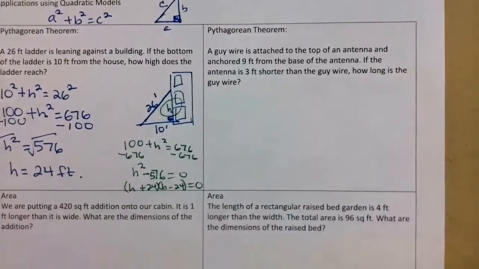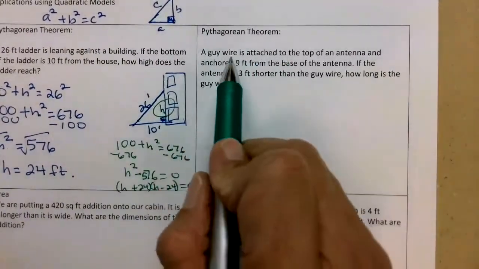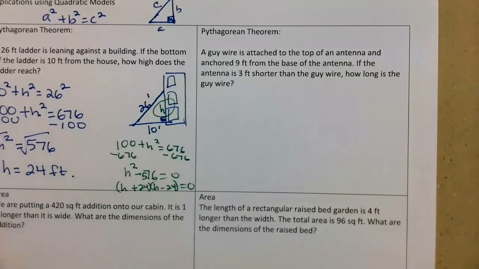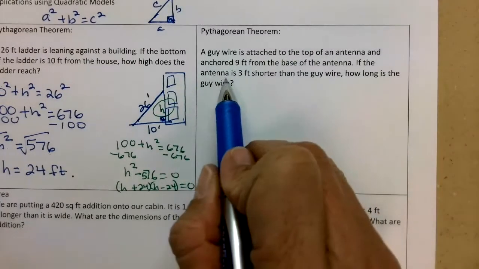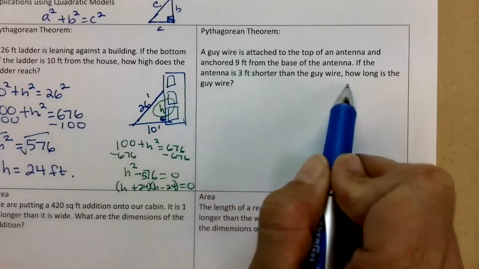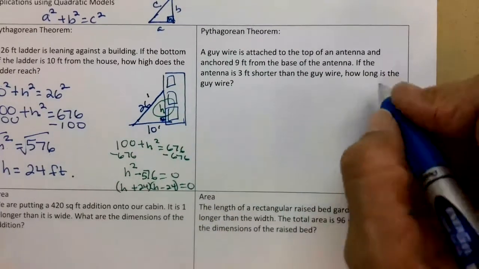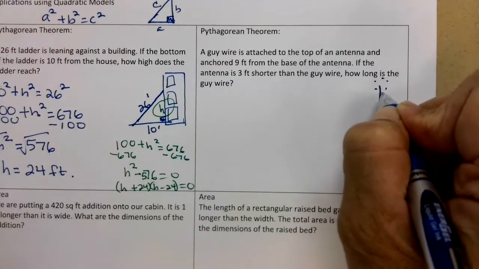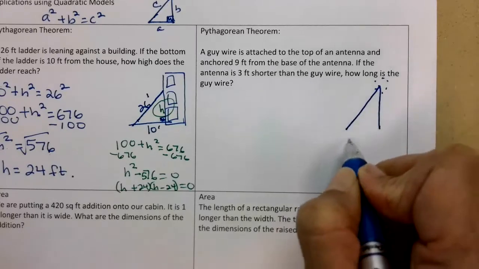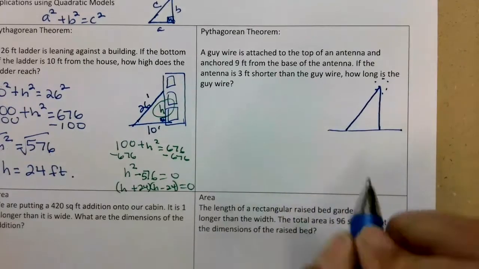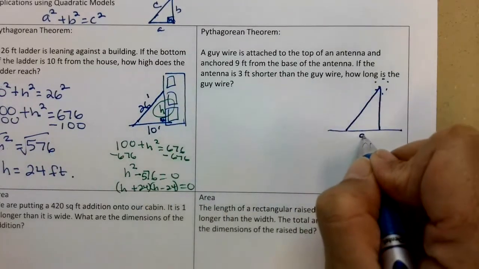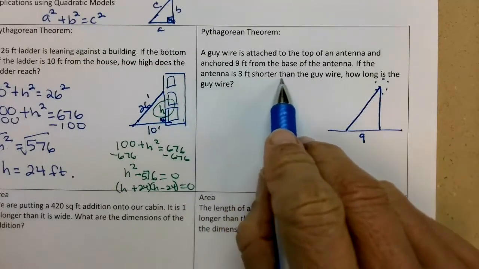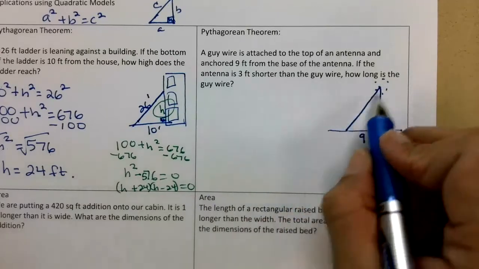Okay, here's another Pythagorean theorem question. A guy wire is attached to the top of an antenna and anchored 9 feet from the base of the antenna. If the antenna is 3 feet shorter than the guy wire, how long is the guy wire? So that guy wire is playing the role of the hypotenuse in the Pythagorean theorem, right? Here's our antenna, and here's the guy wire coming down to the ground. It says it's anchored 9 feet away from the base, and the antenna is 3 feet shorter than the guy wire.